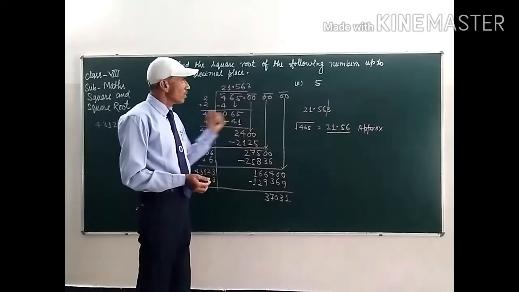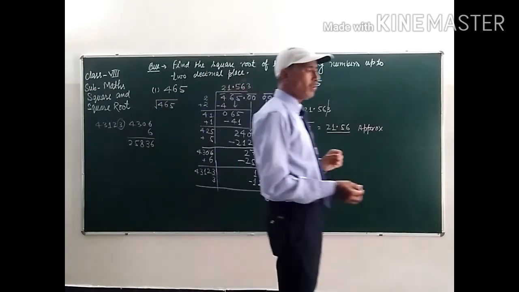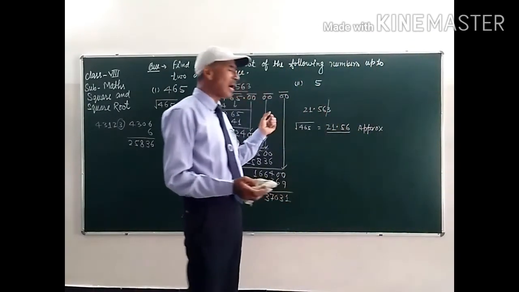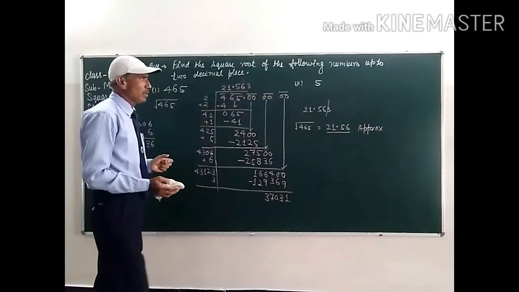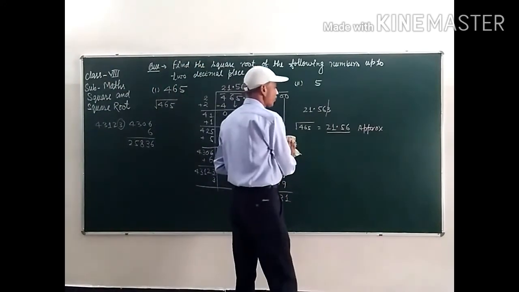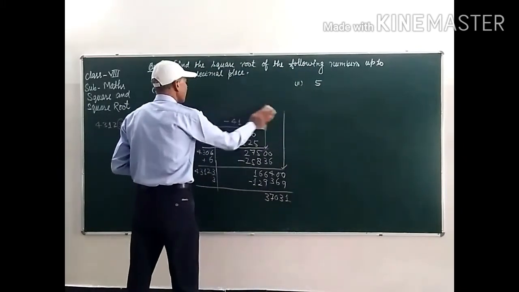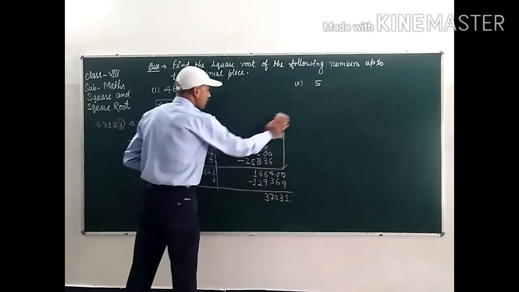Okay students. So now we are going to find out the square root of a small number, that is 5 only. Okay students. So find the square root of this number.